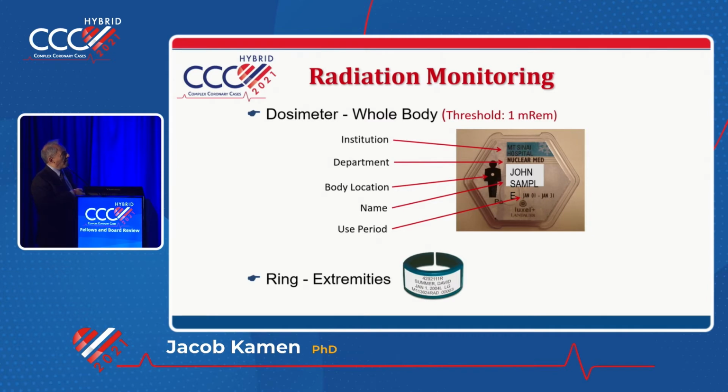You've seen them. In a badge, you have a lot of information. This is a typical whole body badge: institution, department, location, name, and what period to use. And then we have ring badges. For your purposes, you don't put your hand in the beam that much, so we don't recommend ring badges, but you have these badges.